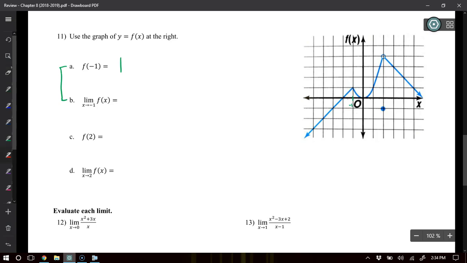Now, if I want to find the limit as x approaches -1, I want to go from the left side, and as I follow from the left and get infinitely closer to that point, what is it pointing towards? And as I come from the right and get infinitely close to that point, what is it pointing towards? And it looks like it's pointing towards 1.